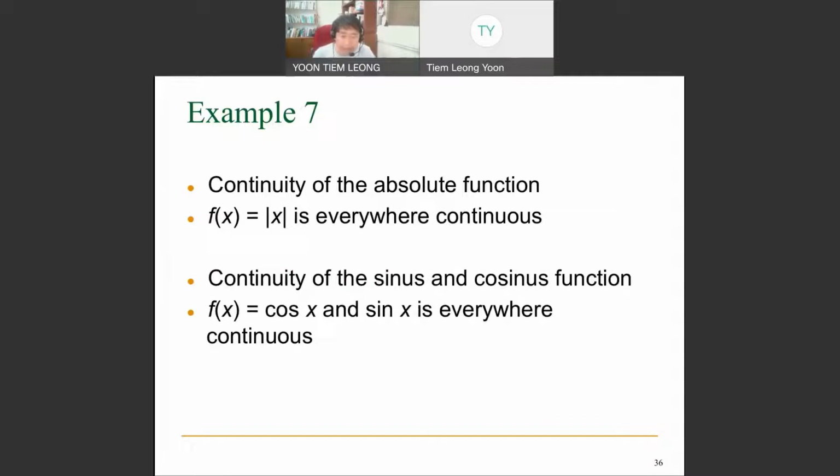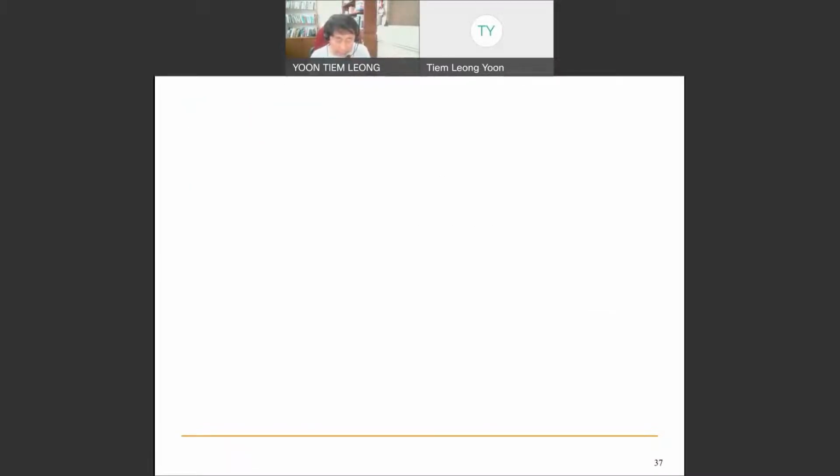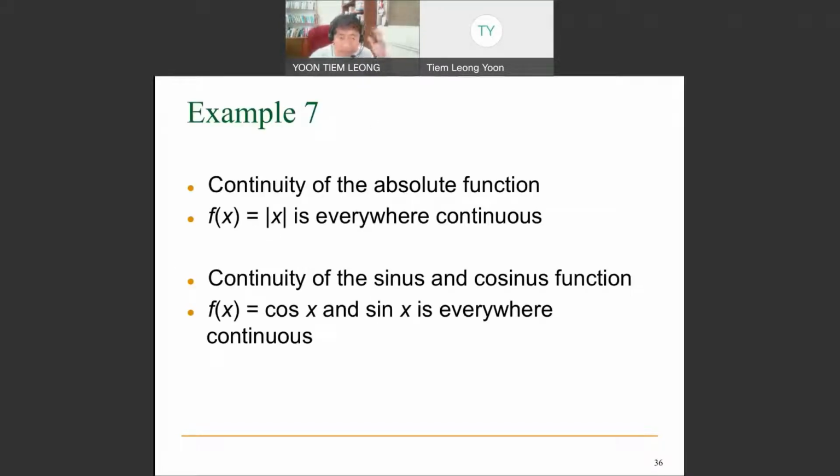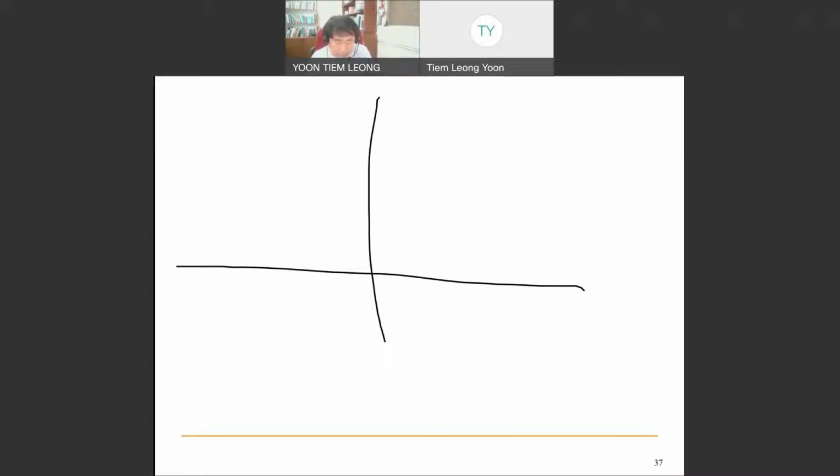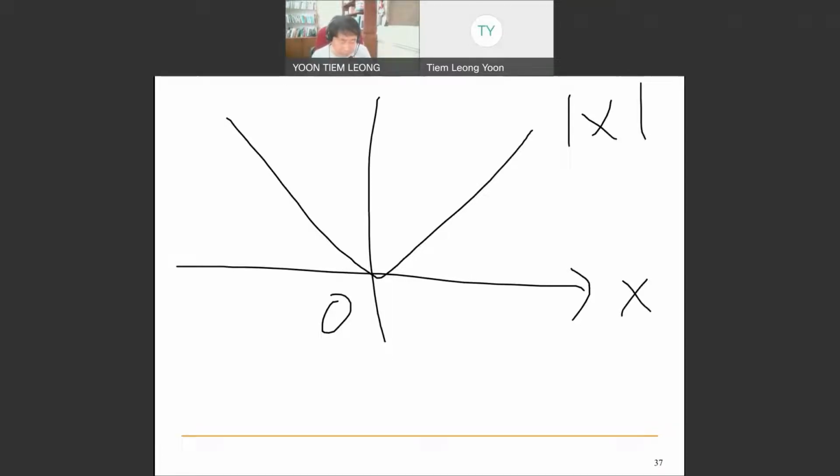Now, this is another example. You have an absolute function. So an absolute function is to be plotted. When you talk about this absolute function, it must come to your mind straightforwardly, within a flip of a second, the shape of the absolute function. It looks like this. The shape of the absolute function is a very common function.